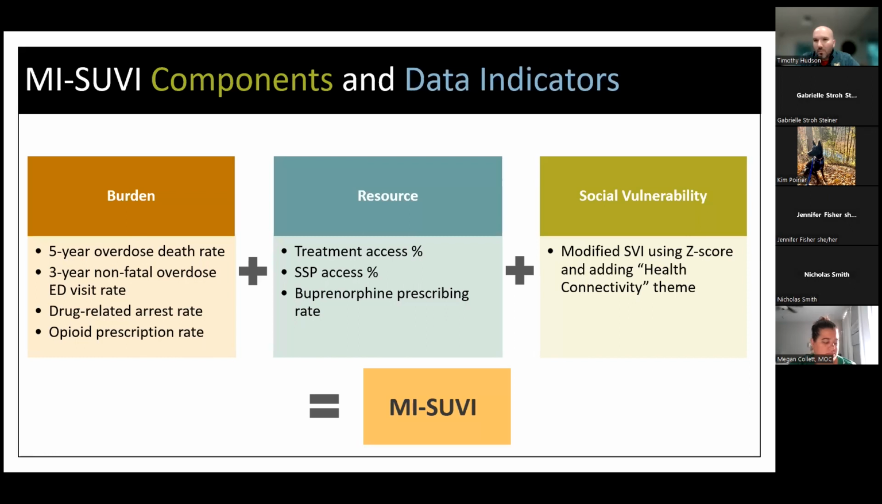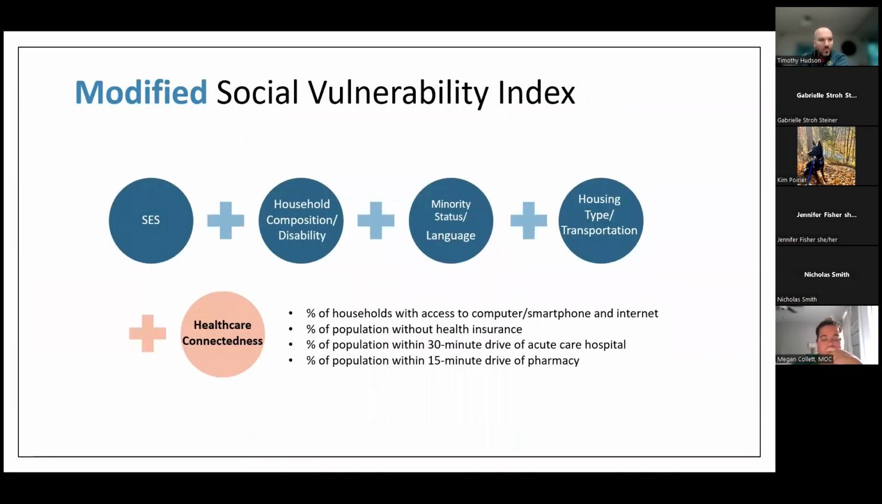Finally, for the social vulnerability bucket, we built off of an existing tool published by the CDC, the Social Vulnerability Index. I'm going to jump into that on the next slide, but these are the data points that feed into the MySUVI. There are 8 different data points feeding into it in these 3 buckets or components.